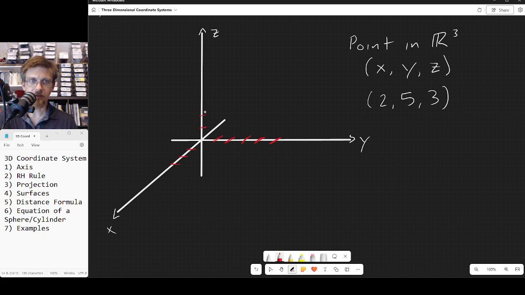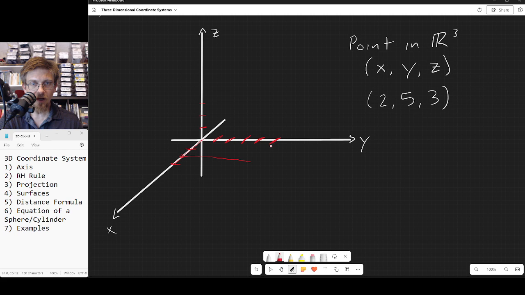And you can make these as pretty as you want here. So to get to (2, 5, 3), we're going to come out 2 on the x-axis, and then we're going to march out 5 on the y-axis.